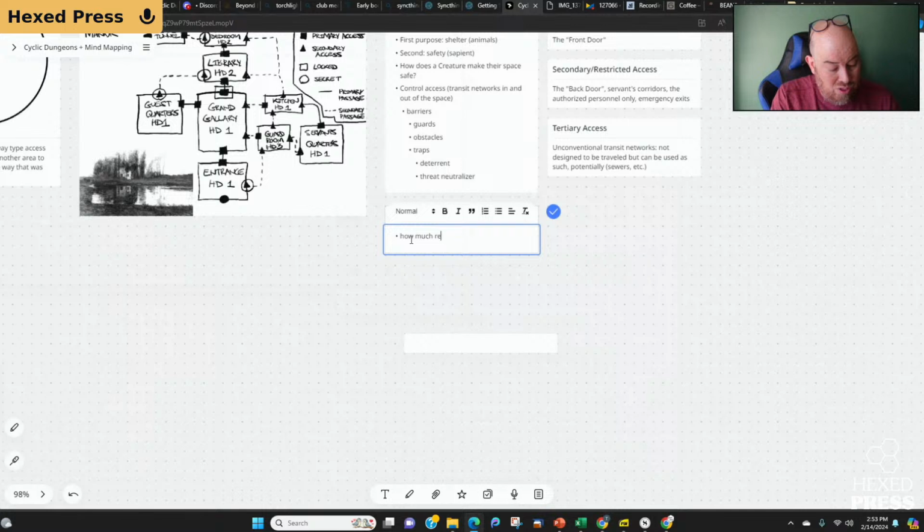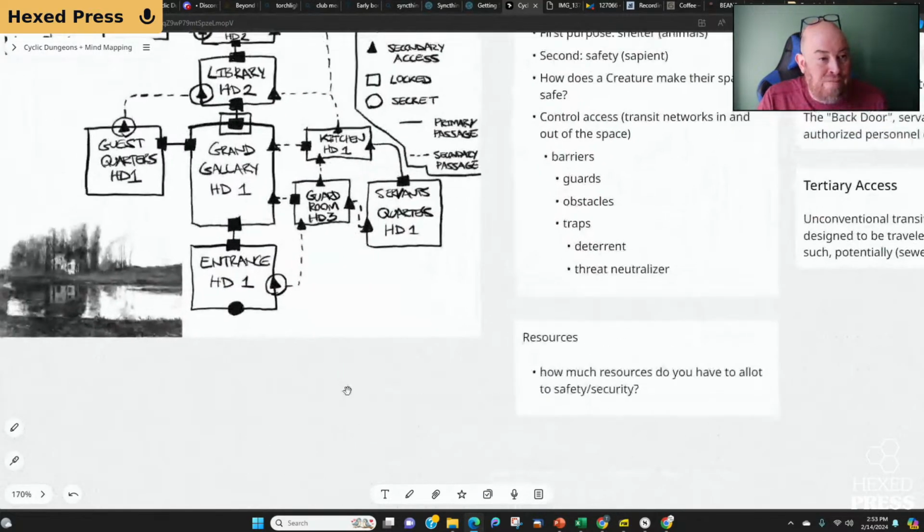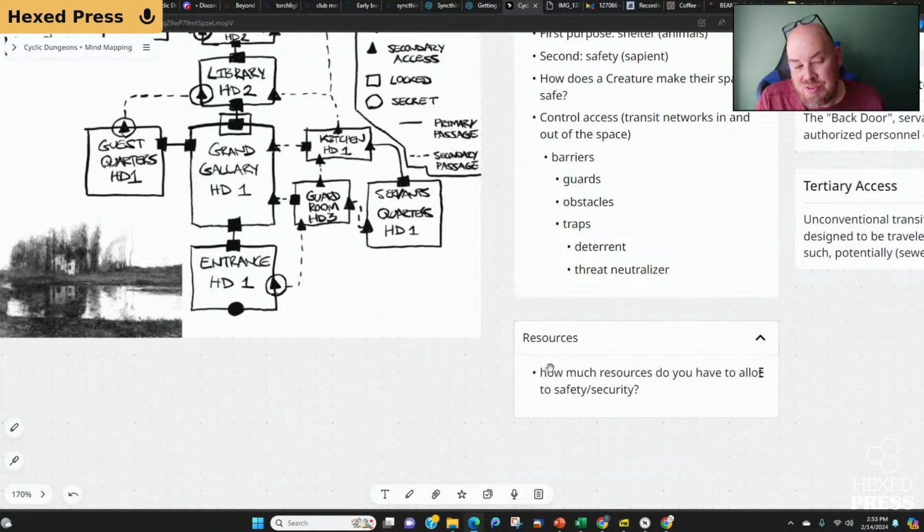How many resources do you have to allot to safety? Well, I'm going to just put security. How much have you got? If you have very low resources and you have a small population, traps make sense. If it's just me and my family or just me, then yeah, trap the heck out of the front door, right? Because I know for myself, I'll do it. And I guess woe unto me if I fall into my own trap. Yeah, trap that up.